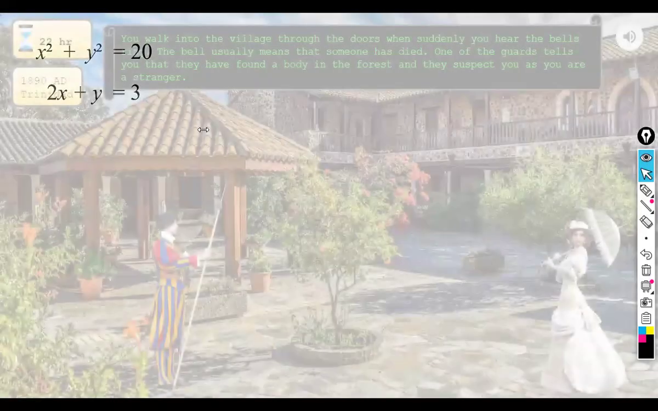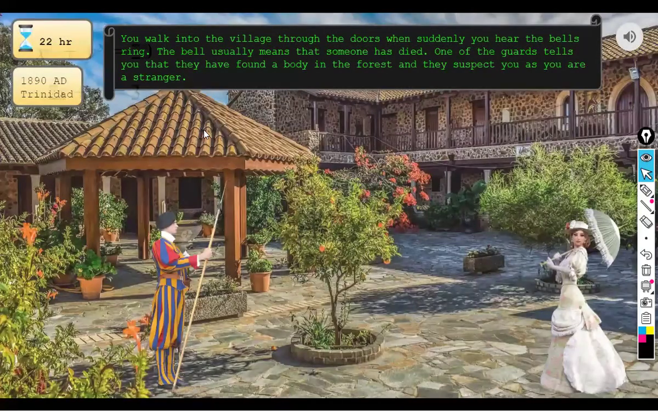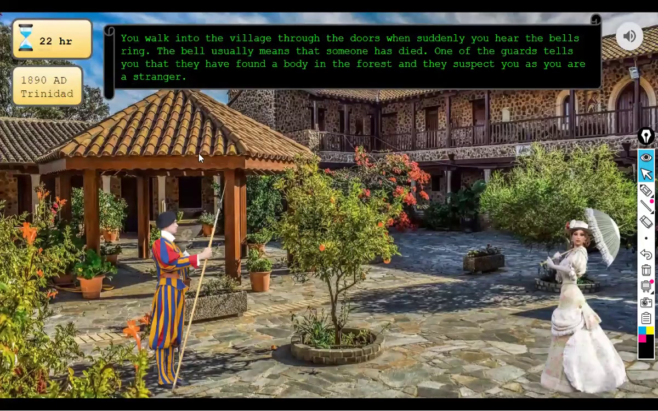All right. So you enter the town, right? Now, they open the gates and then let you into the town. You walk into the village through the doors when suddenly you hear the bells ring. The bell usually means that someone has died. One of the guards tells you that they have found a body in the forest. Well, obviously, right? Because you heard someone die in the forest. You heard the screams at the beginning.